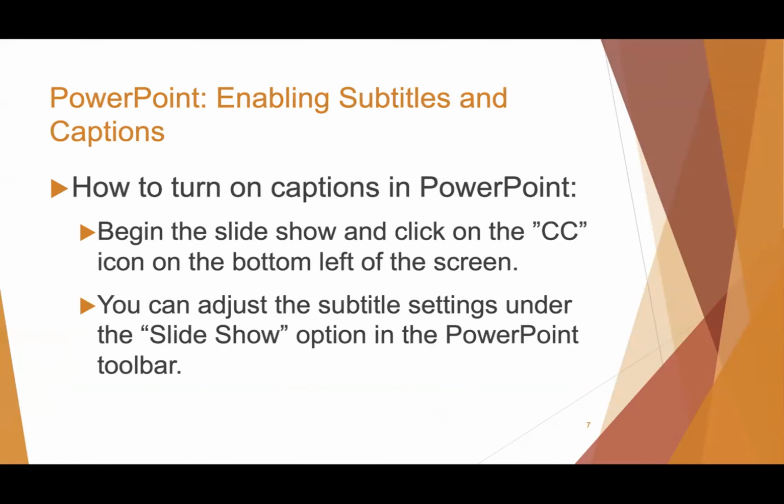So let's talk about how you enable subtitles and captions. So in PowerPoint, just begin a slideshow and click on the CC icon on the bottom left of the screen. And that will turn on the PowerPoint captions. PowerPoint has a lot of really great settings for their captions. So you can determine what they look like, the size of the text, the type of text used, the language. So that's really nice to be able to, if you want to speak in English and have the subtitles in French, is a really great option in PowerPoint.